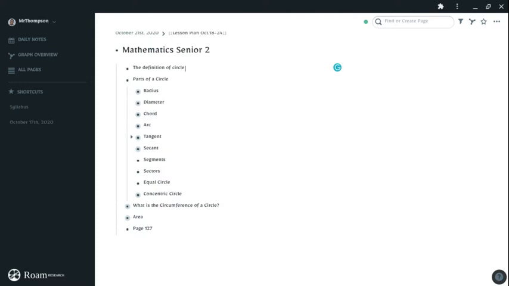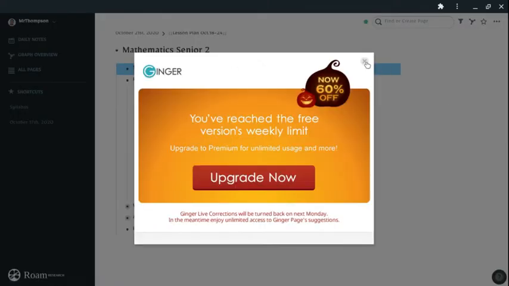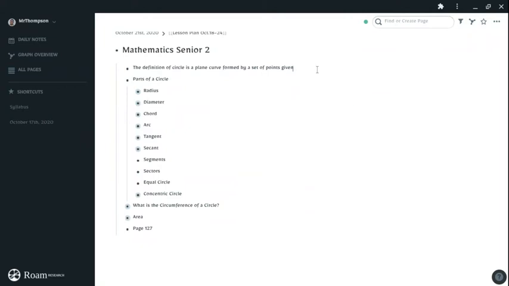But let's define circle. So a circle is a plane curve, right? Formed by a set of points. Sir, can you repeat that? Right, it's on the screen. So a circle is a plane curve formed by a set of points given a fixed point.